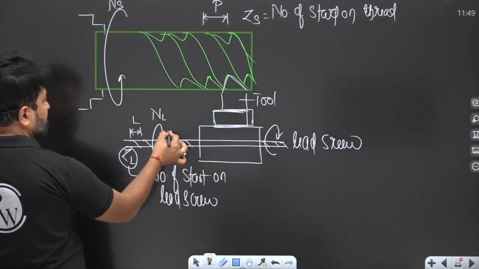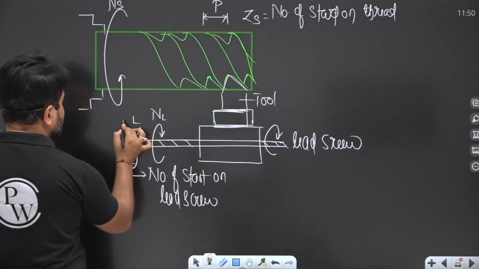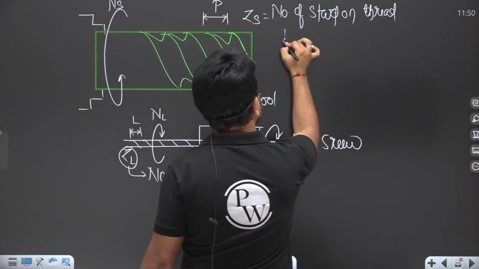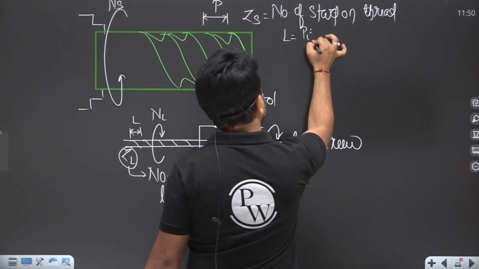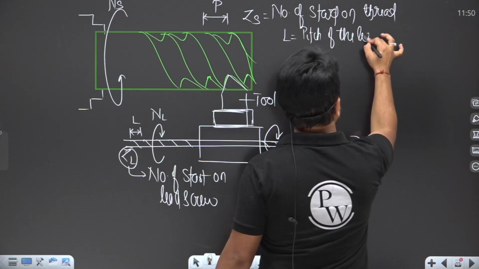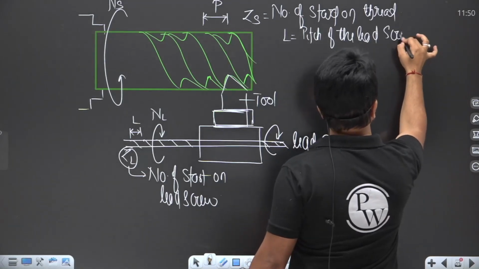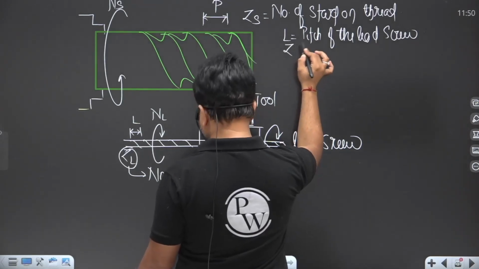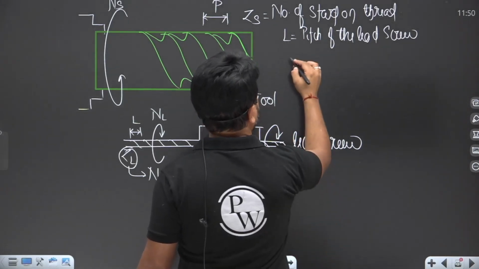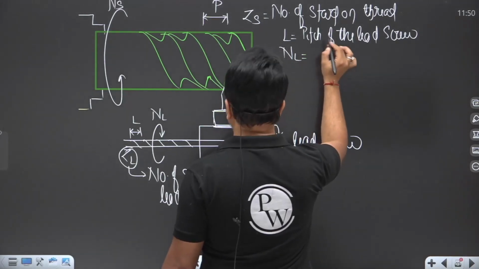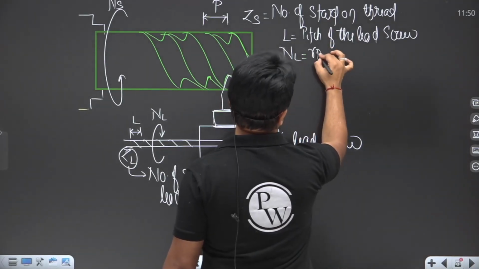L is the pitch of the lead screw, right? I will write that there. L is the pitch of the lead screw, and ZL is the number of starts, and NL is the speed of the lead screw, the RPM of the lead screw.